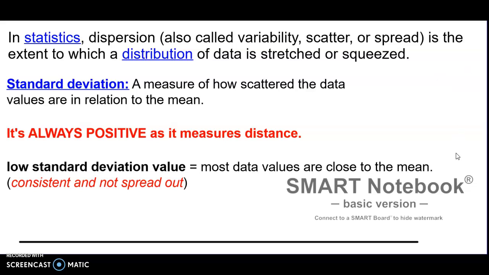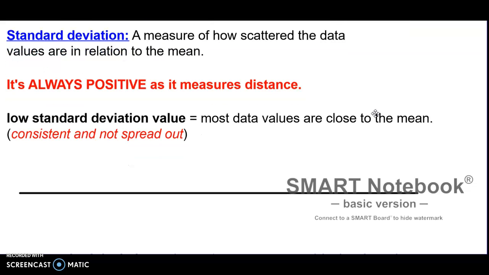Low standard deviation value equals the most data values are close to the mean. So it's consistent and not spread out. So that looks like, if we have the mean here, right? So our mean, most of our data is going to be close to the mean, right? That's what that's saying. So it's not very spread out and it's close to the mean. Okay, so everything is close to the middle, the mean.